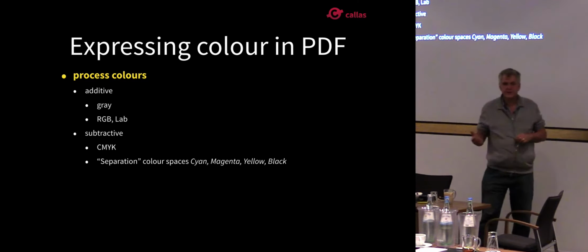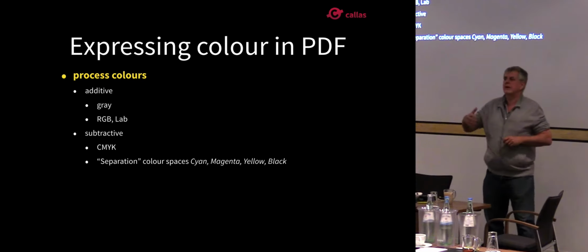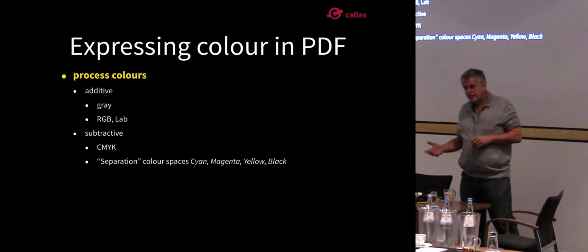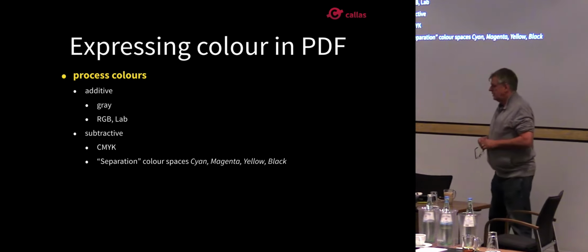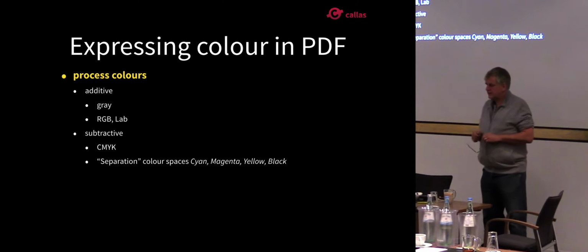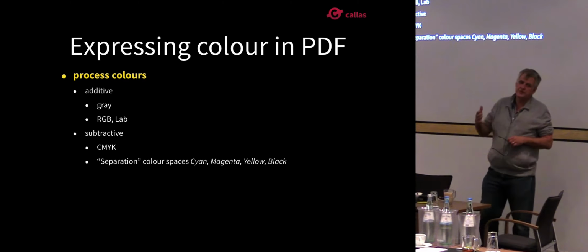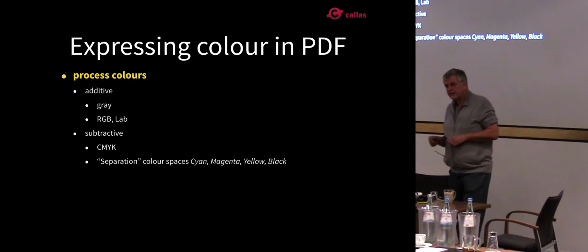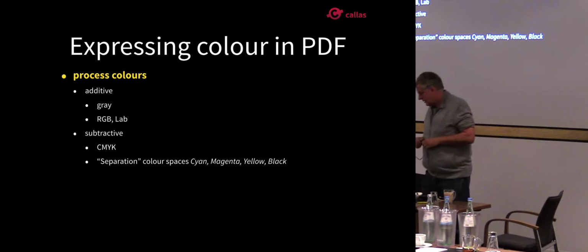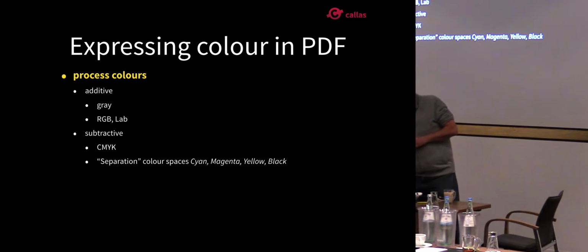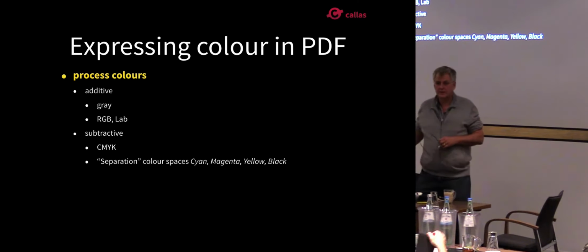And you can already express CMYK not just in a device CMYK or an ICC-based CMYK color space. You could also use separation color spaces that have names such as cyan, magenta, yellow, and black, and address the components of a CMYK color space individually. So that's process colors. That's the easy part.